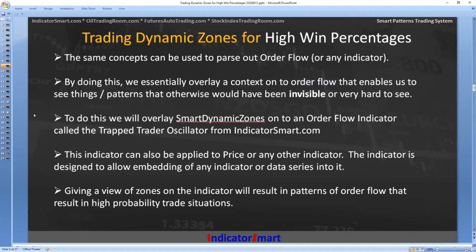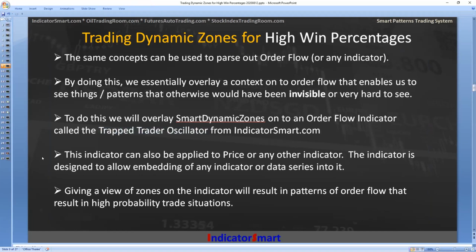It's called the Smart Dynamic Zones. And we got plenty of people in here that have seen this in action and how it works. Yep. And I'm going to cover some different patterns on the Smart Dynamic Zones. We're going to use it on price and order flow. But for the order flow, we're going to use a trader oscillator from IndicatorSmart.